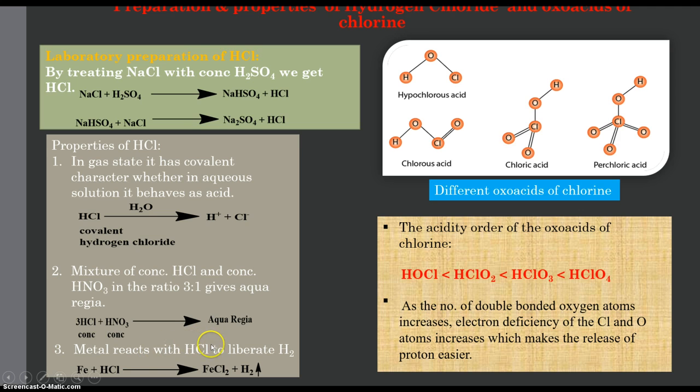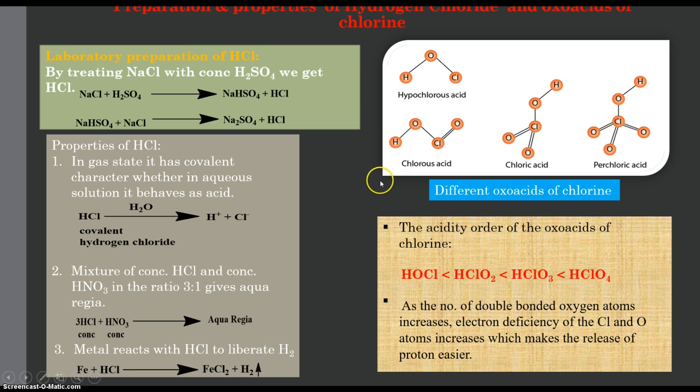In the third property, metals react with hydrochloric acid, HCl, to liberate hydrogen. That is a very simple reaction where metal iron is reacting with hydrochloric acid, HCl, to give you the salt ferrous chloride, FeCl2, with the liberation of hydrogen, H2.